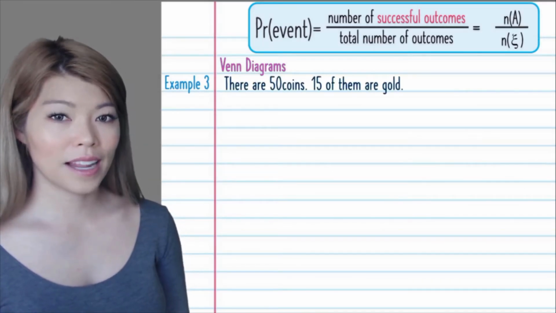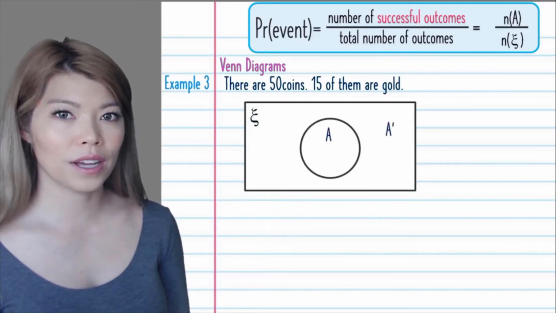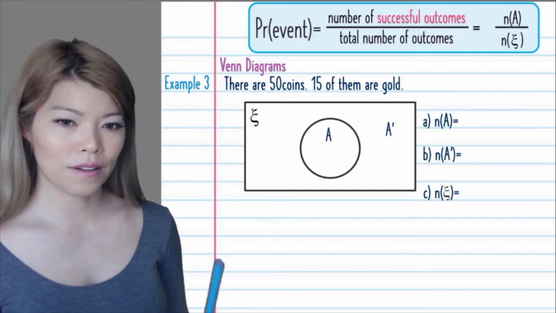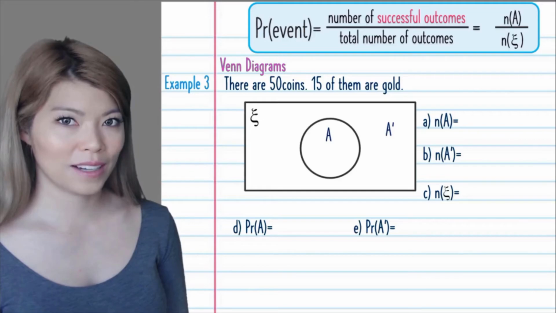Example 3. Now you try. Let's say there are 50 coins and 15 of them are gold. How would you answer all those 5 questions? Give it a go and unpause the video when you're ready to check your answers.